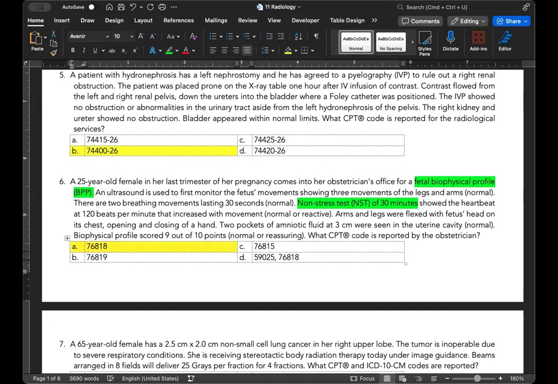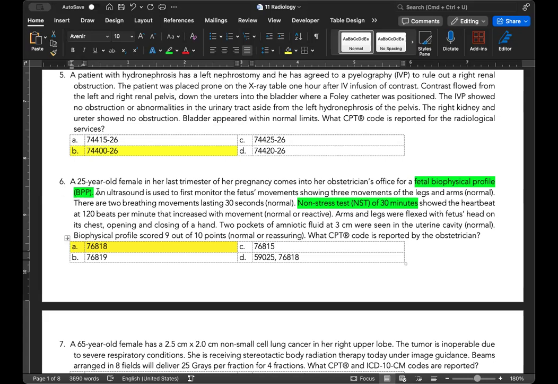So Sylvia, let me go back and look at your 59020 and see why we're not using that code. Give me just a second. Let me get up there. So your 59020, were you meaning to put 59025 instead of 59020? Yeah. So the 59025 is just the fetal non-stress test that did not have that fetal biophysical profile done as well.